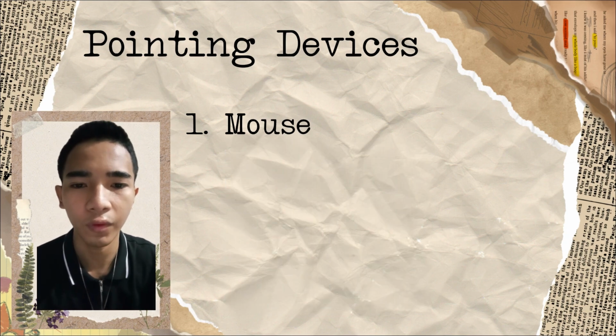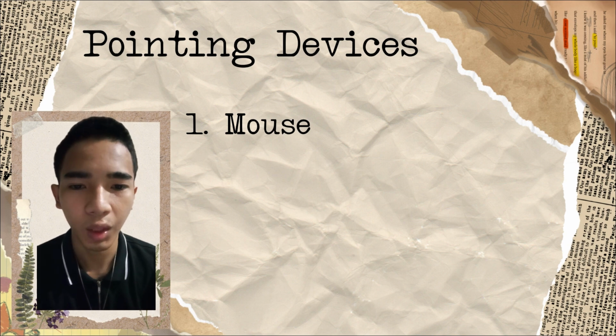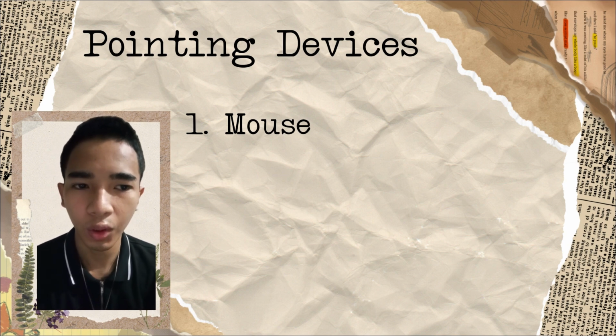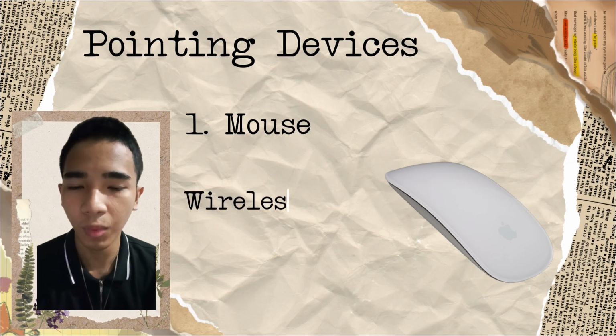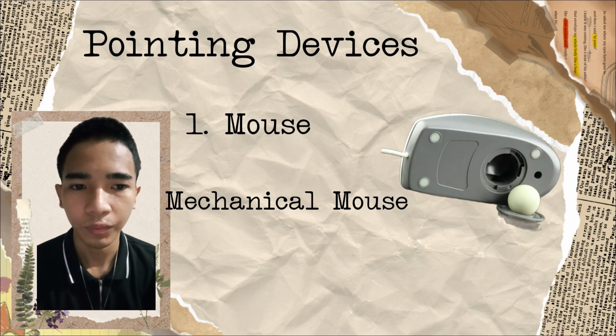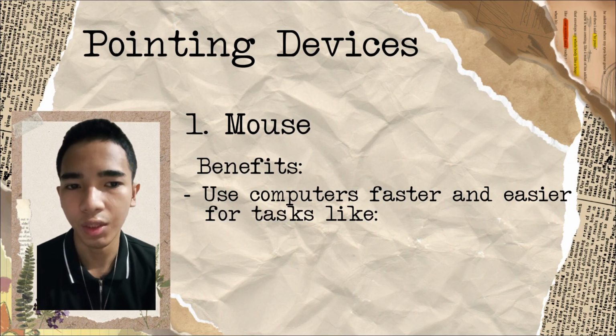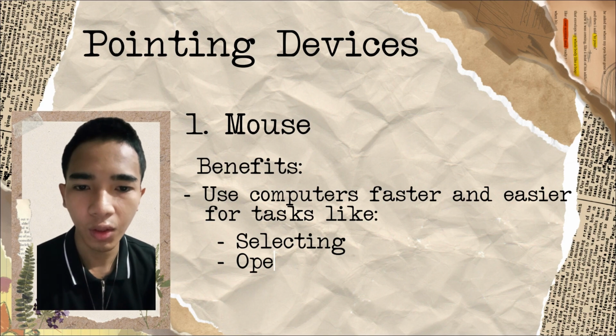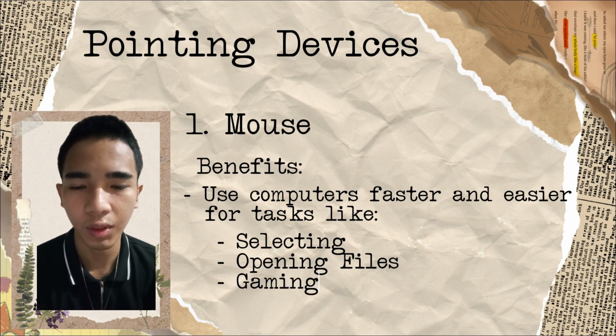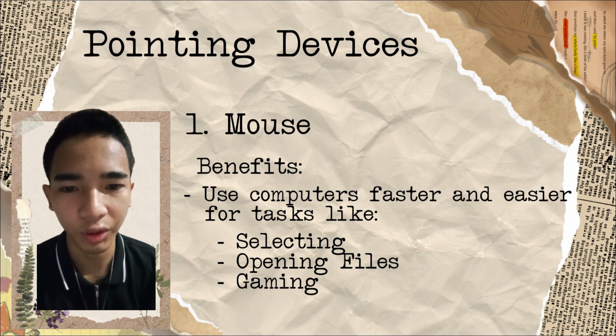There are many types of mouse available, including optical mouse, wireless mouse, and mechanical mouse. The mouse helps make computer use faster and easier for tasks like selecting, opening files, and playing games. That's all for my part. Let's leave the rest to the next reporter.